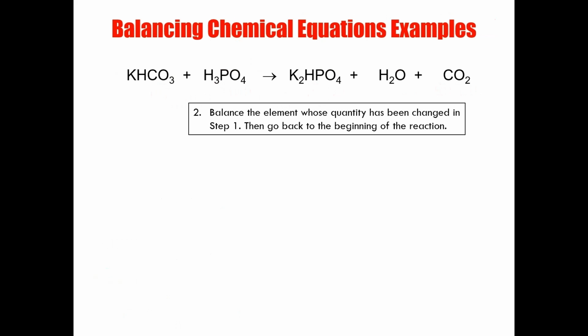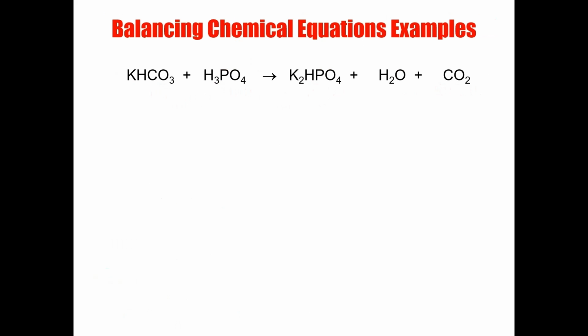At the beginning of my reaction, I have 1 potassium on the reactant side, and I have 2 potassium on my product side. And so the fastest way to balance that is to add a 2 in front of my potassium. Now by adding that 2, I've essentially changed the amount of hydrogen, carbon, and oxygen. But we're going to do this step by step. And so the first thing I'm going to focus on is the hydrogen.